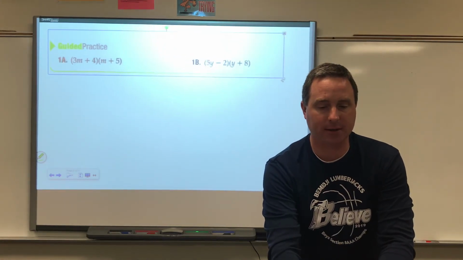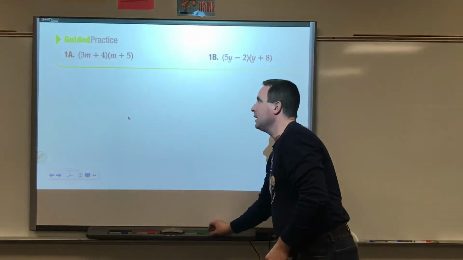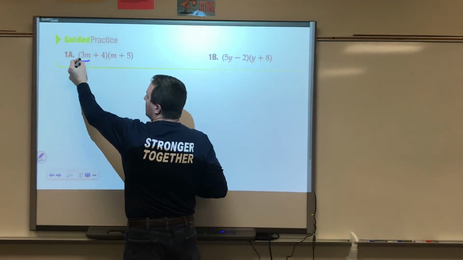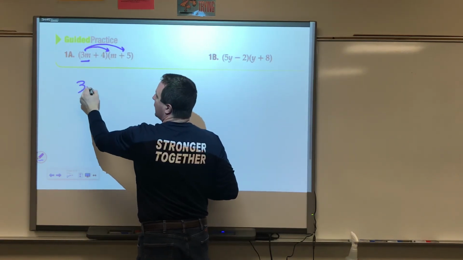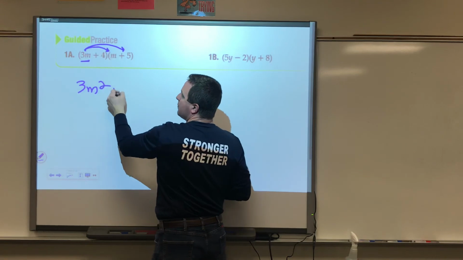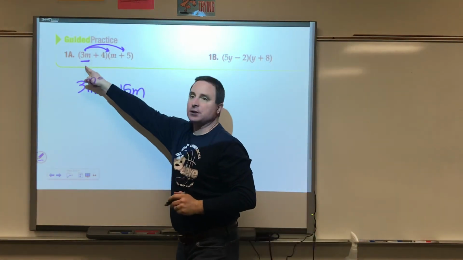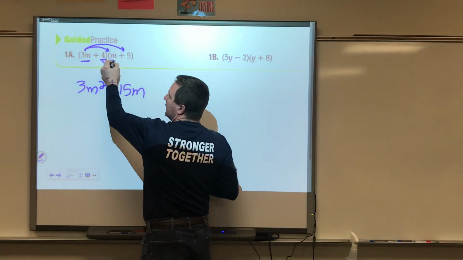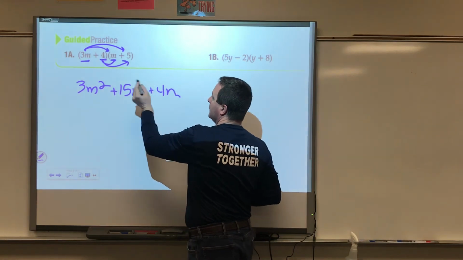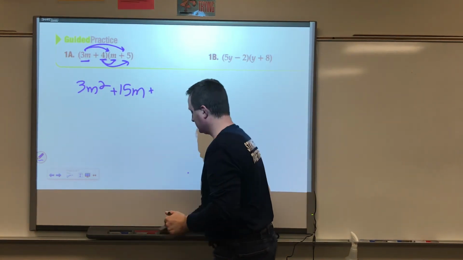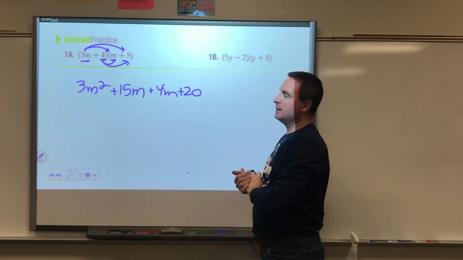I'll make it a bit bigger so we can see it. Okay, let's look at this one on the left. If I take my first terms and I multiply it here and here, I get 3m squared plus 15m. That's all I can do with my first term. Then I'm going to take the next one and distribute it through. And I get plus 4m, and then plus 20.